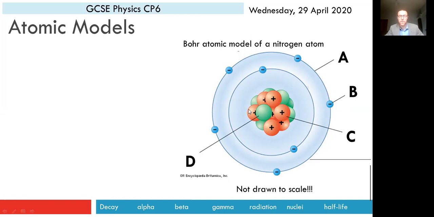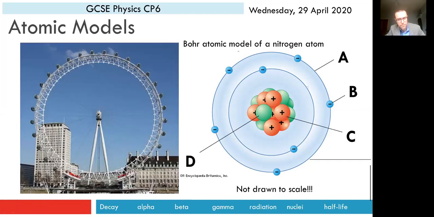Most of the atom, the vast majority of the atom, is empty space. So everything which is not a proton or a neutron or an electron is just empty space. Now note, it's not drawn to scale. In actual fact, the atom would be much, much smaller, and the nucleus would be much, much smaller than it's drawn here relative to the electron shells.